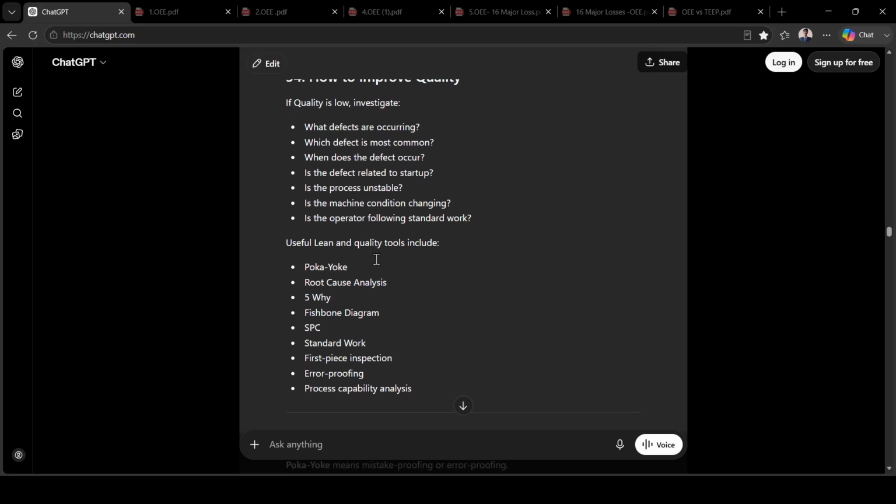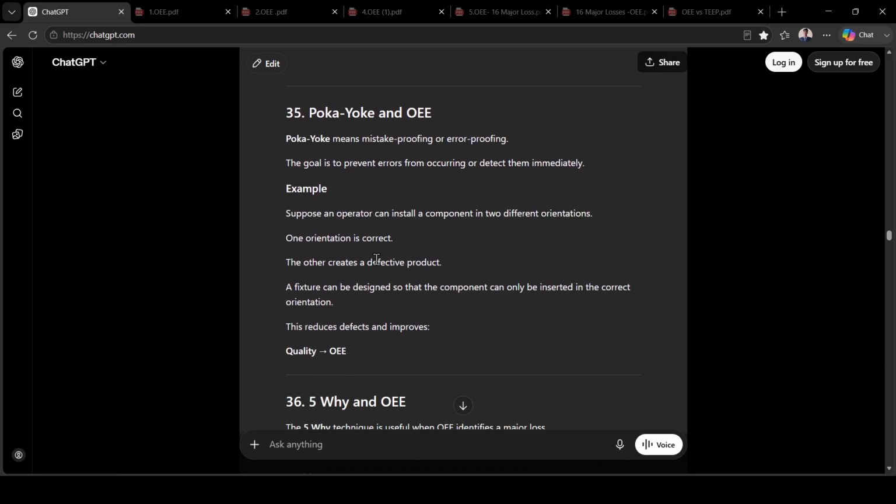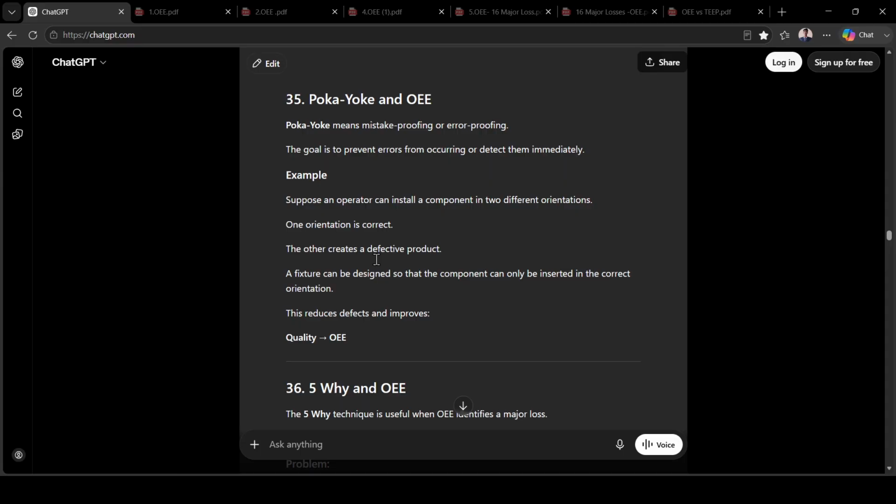Useful lean and quality tools include PDCA, root cause analysis, 5 Why, fishbone diagram, SPC, statistical process control, standard work, first piece inspection, error proofing, process capability analysis, and Poka-Yoke and OEE. Poka-Yoke means mistake proofing or error proofing. The goal is to prevent errors from occurring or detect them immediately.